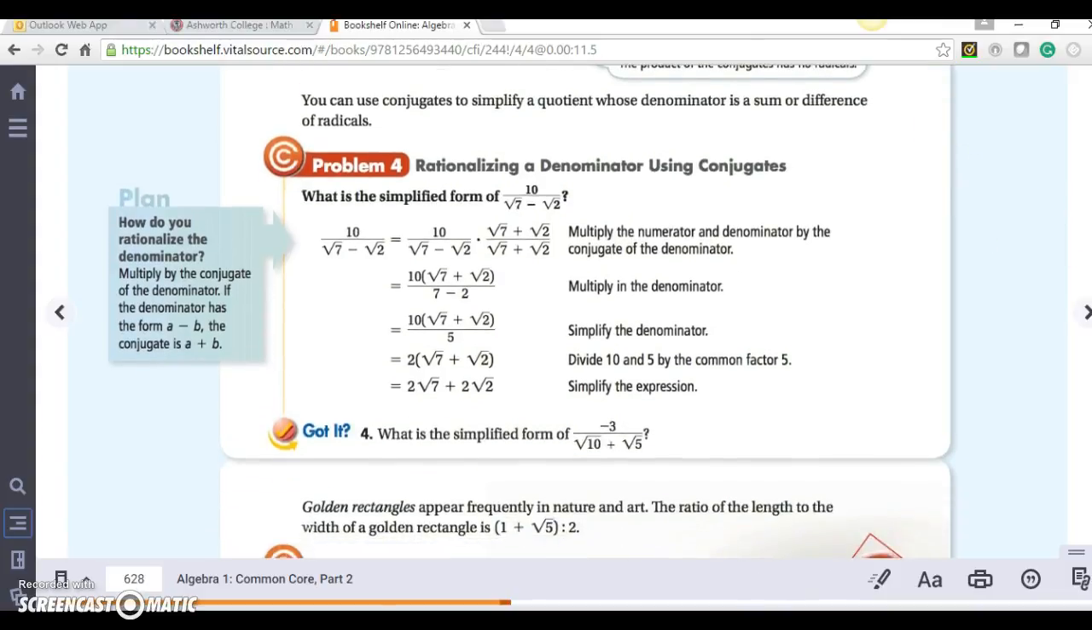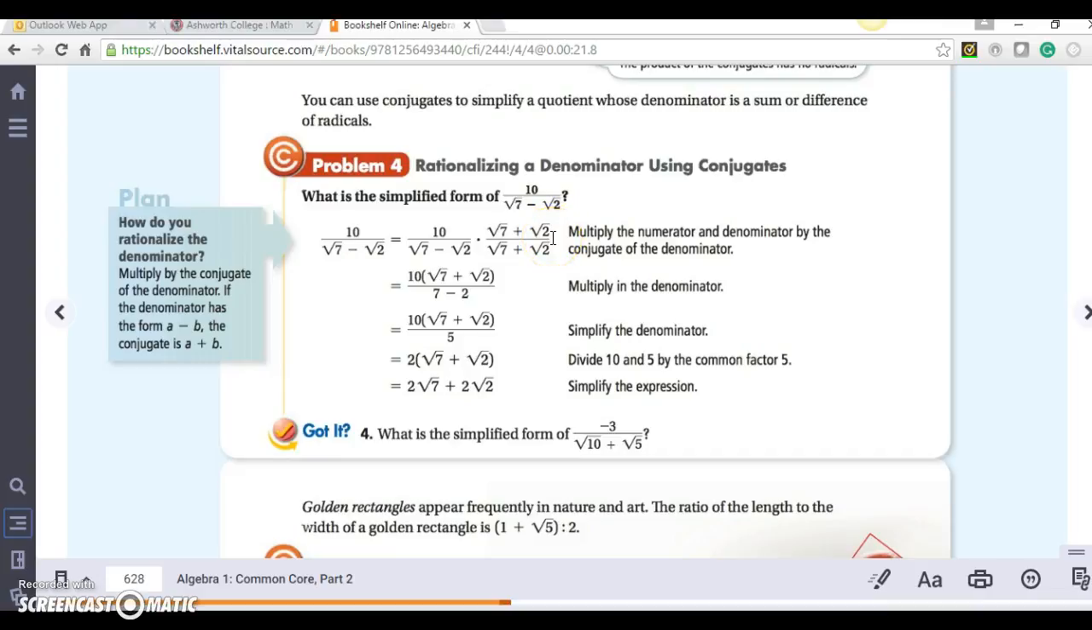So let's look at this one, for example. We have 10 divided by the square root of 7 minus the square root of 2. Well, I can't have radicals in my denominator. It's a law that I can't have. So I'm going to take this and multiply by the conjugate. The conjugate of the square root of 7 minus the square root of 2 is the square root of 7 plus the square root of 2.